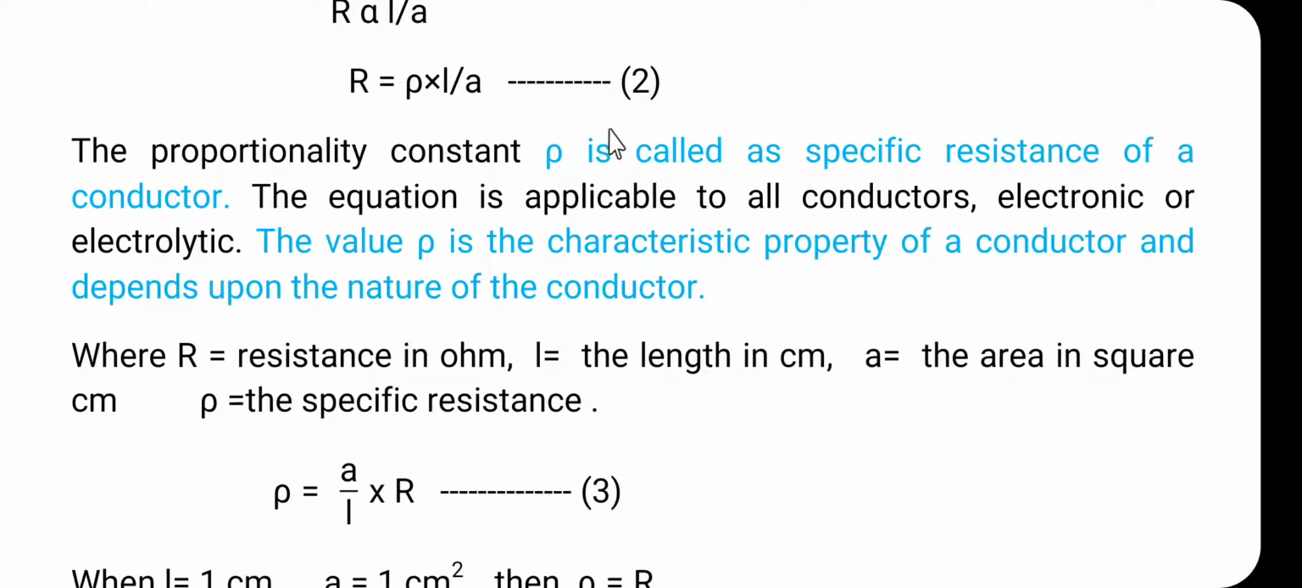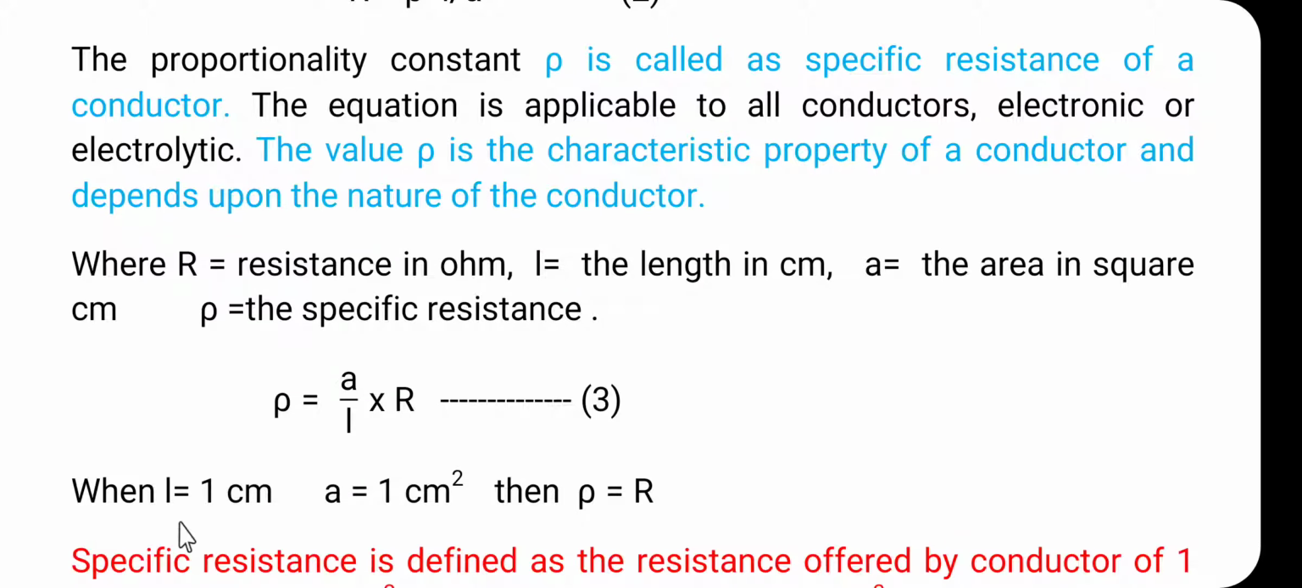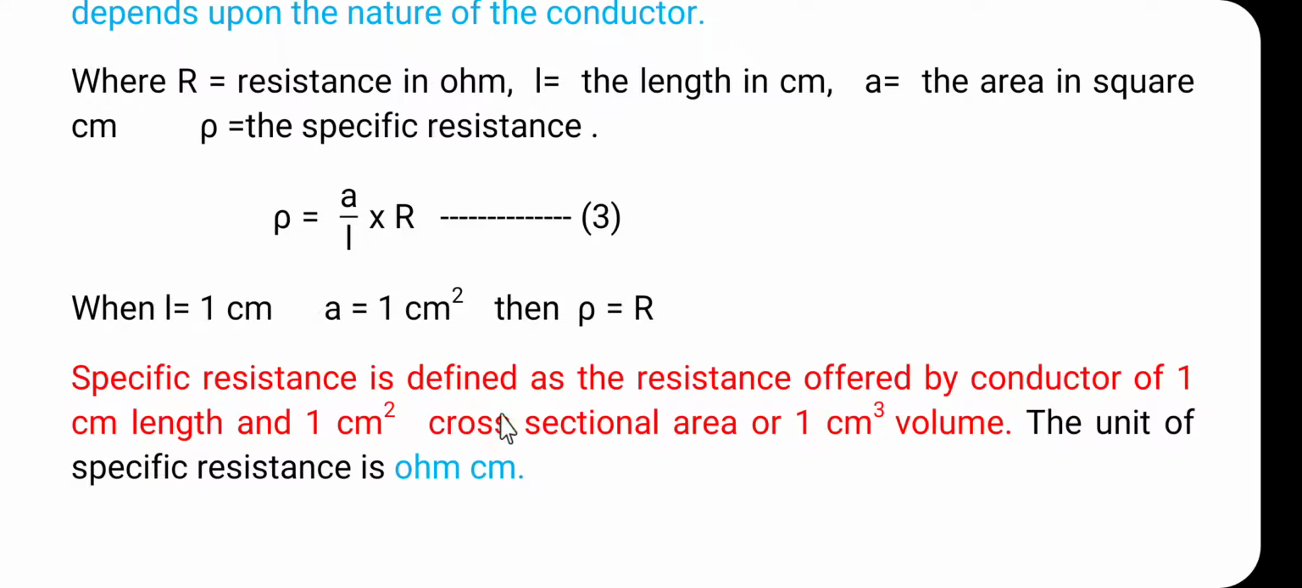Equation 2 can be rearranged as rho is equal to A upon L into R. This is equation number 3. When L is equal to 1 centimeter and A is equal to 1 centimeter square, this equation becomes rho is equal to R. So specific resistance is defined as the resistance offered by a conductor of 1 centimeter length and 1 square centimeter cross sectional area, or 1 cubic centimeter volume. This is the general definition of specific resistance.